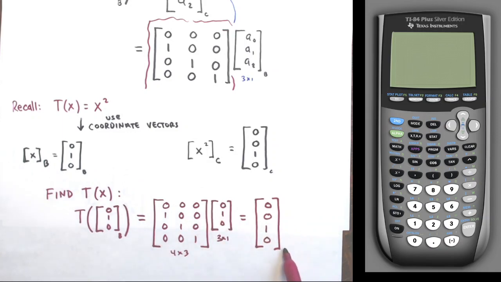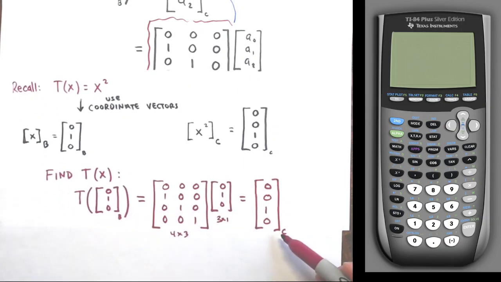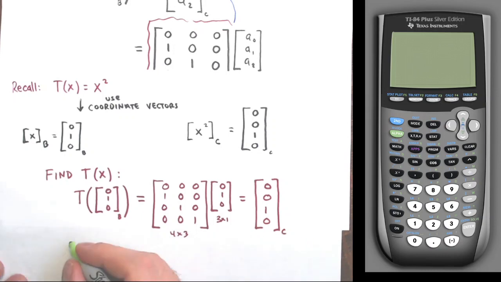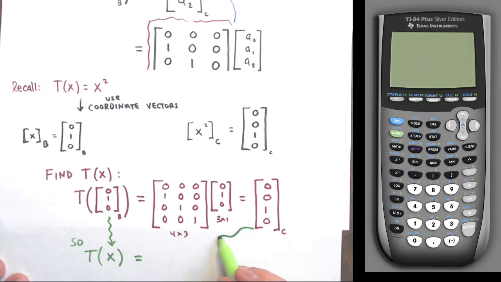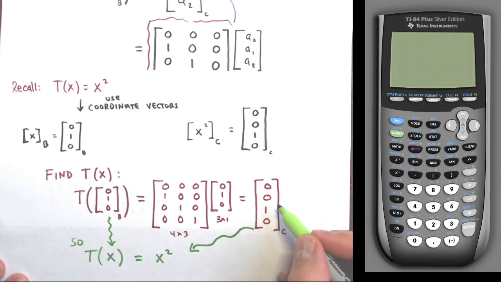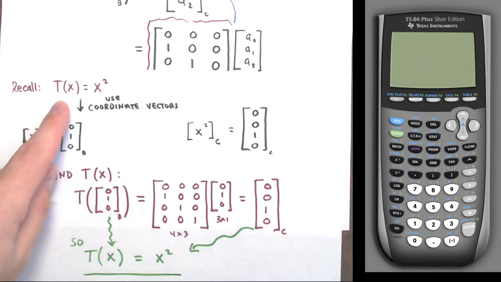And again, these should be coordinates with respect to basis C. All right, so that means that T of x equals, and these coordinates represent x squared: 0 times 1 plus 0 times x plus 1 times x squared plus 0 times x cubed. And there we go, we're seeing the same thing I saw up there. All right, let's do another one.